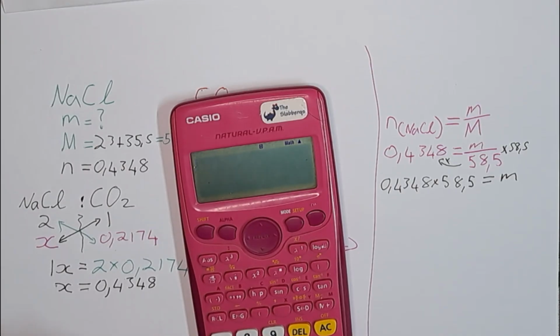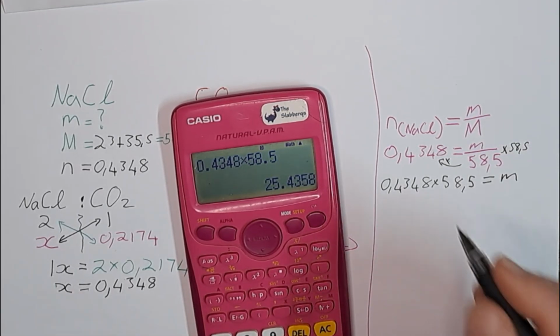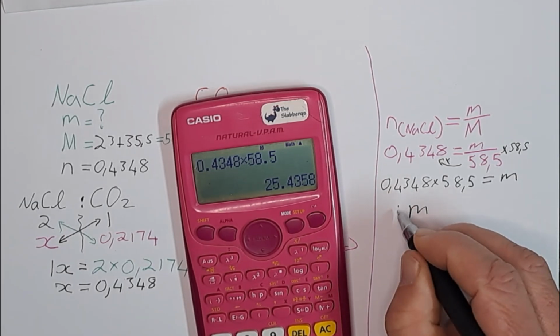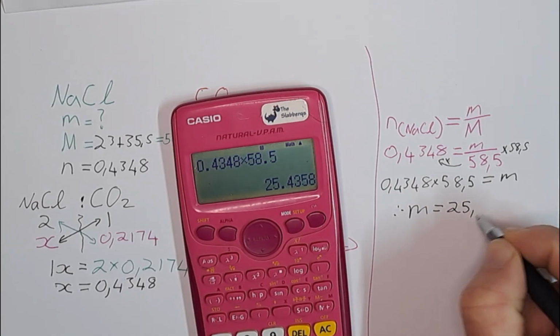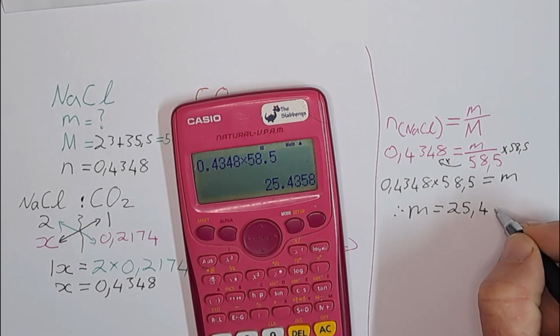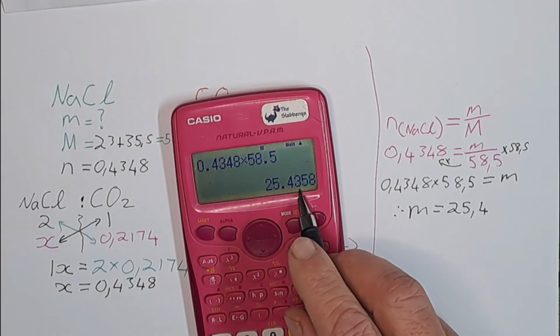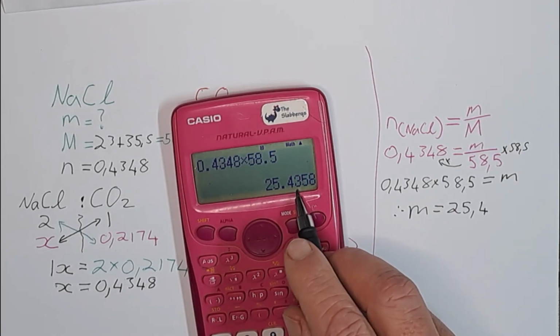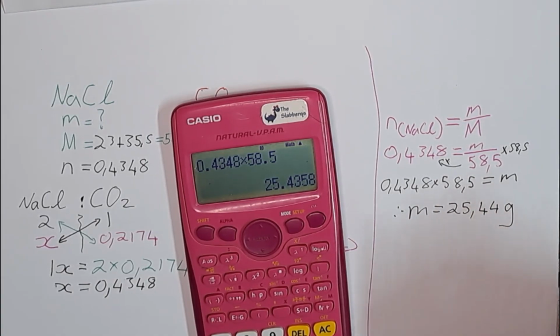I'm going to smash that into my calculator. 0.4348 multiplied by 58,5 equals, boom. So therefore my mass is going to be 25,4. I'm going to round off to 2 decimals here, the 5 is going to round up the 4, and mass is measured in grams.